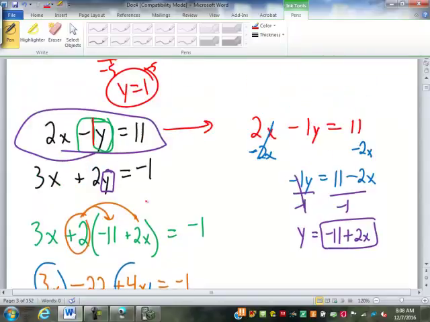So I can go back up to either one of my original equations and replace x with 3 and solve for y. But I'm going to show you a little trick. It's a little easier if I go back to this one here that I solved for y.